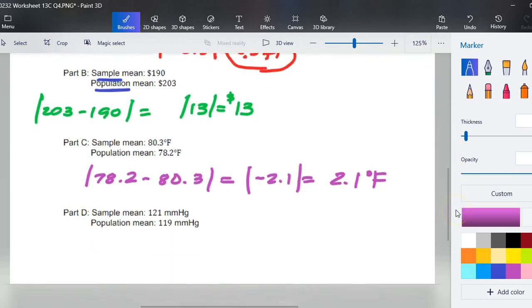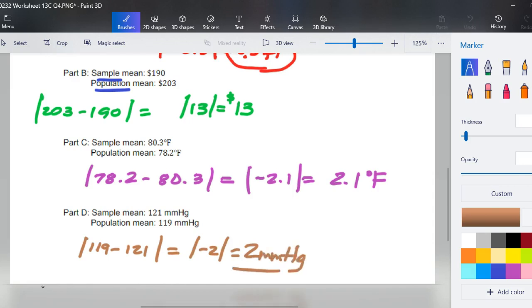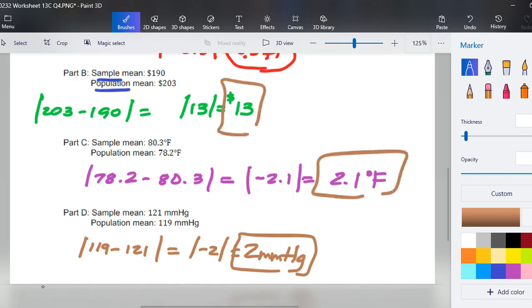And our final absolute error to calculate is on part D. And on part D, for the absolute error, we are to take the population mean and subtract the sample mean. We're getting a negative 2, but the absolute value is 2. I'm going to include the units, and we have finished another lesson.